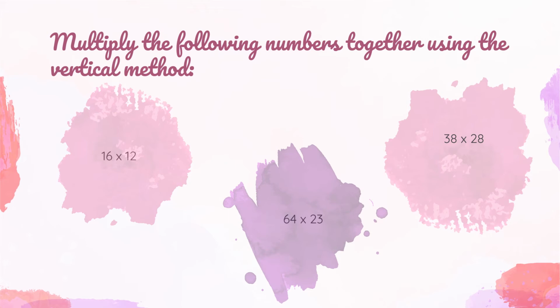So on a fresh, clean page, you're going to write today's date. You'll write the heading, long multiplication practice. You'll underline your date and heading, skip a line, and then calculate these 3 questions for me. As soon as you're finished, you can skip a line and rule off. So the 3 calculations that you're going to do are 16 times 12, 64 times 23, and 38 times 28.